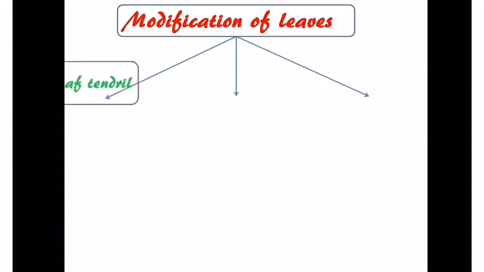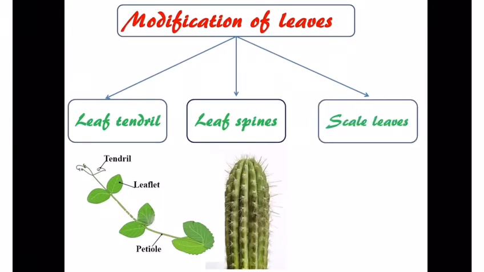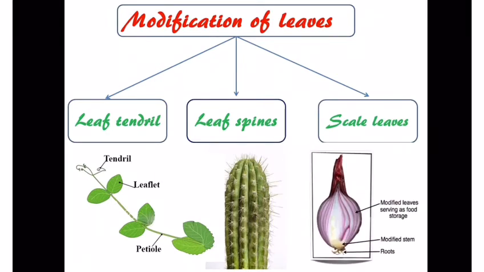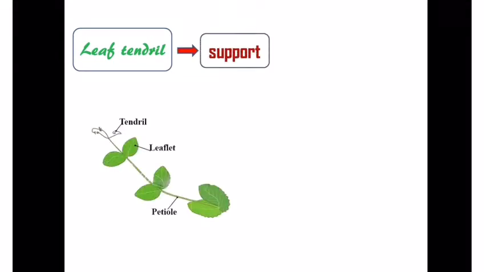Modification of the leaf includes 3 types. One is the leaf tendril, then leaf spine and scale leaves. The first one is the leaf tendril. The main purpose of its modification is to give support for the plant. So why does it give support?